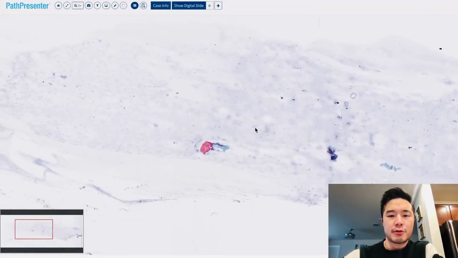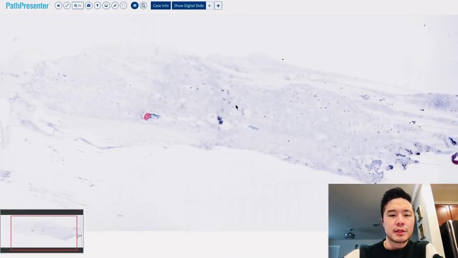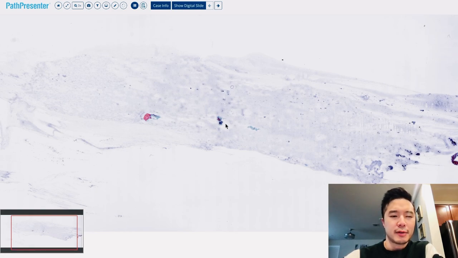I'm a pathology resident. I'm in my fourth year prepping for the boards. Let's go over the cytology case because I'm on cytopath rotation right now. Thank you to Path Presenter. The clinical history is a 3.5 centimeter pancreatic head mass in a 55-year-old male.